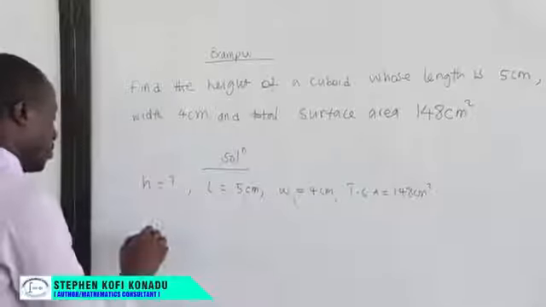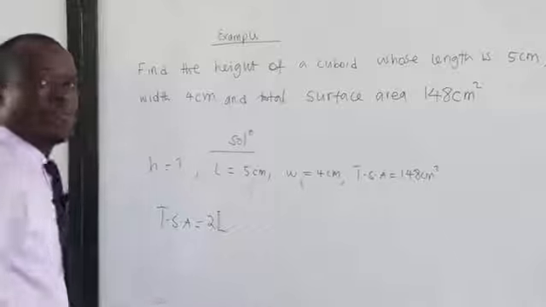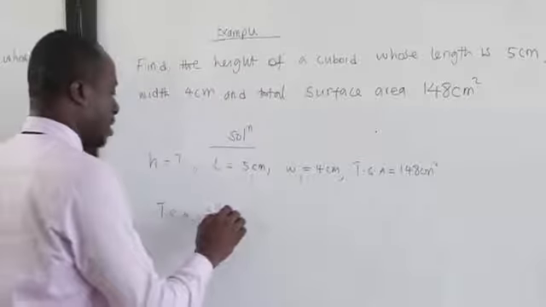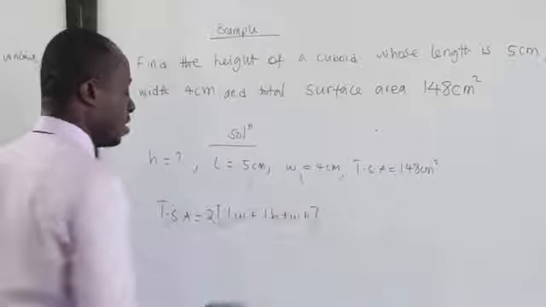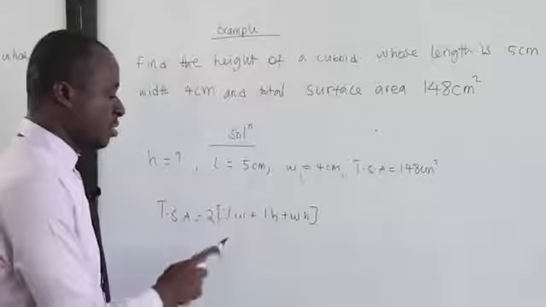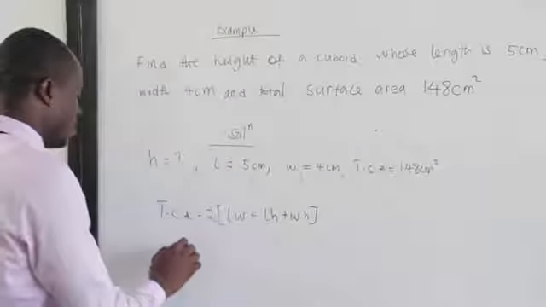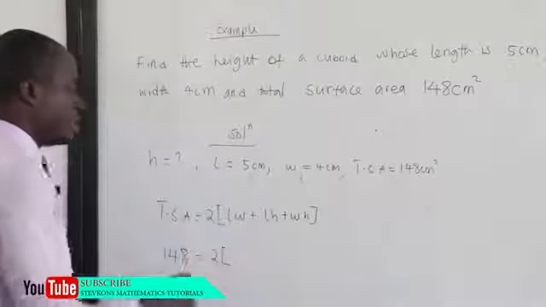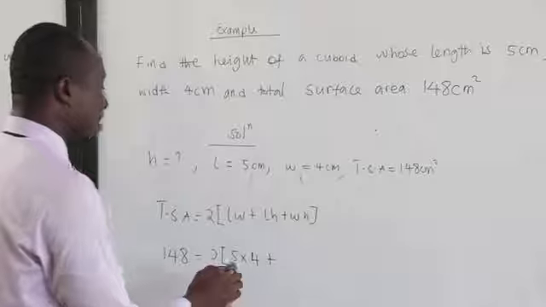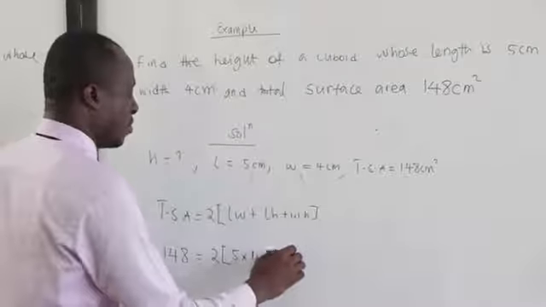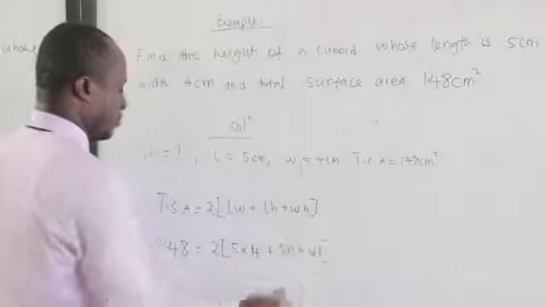With this, we know that our total surface area, all variables should appear twice. So you can say that LW plus LH plus WH. Now, we know the total surface area, which is 148. 2. What is the length? The length is 5. What is the width? The width is 4. What is the length here? The length is 5. Height, we don't know. What's the width? The width is 4. What's the height? We don't know.